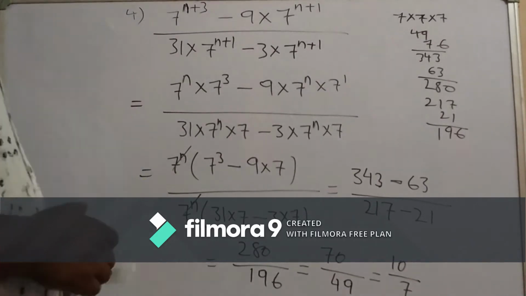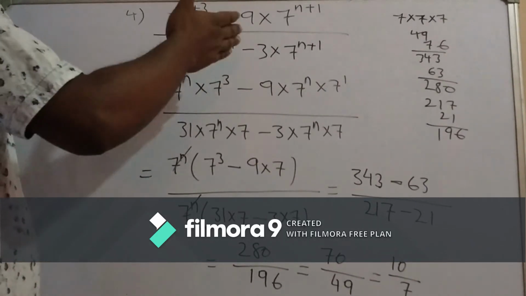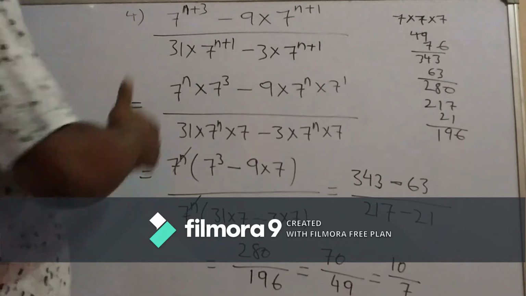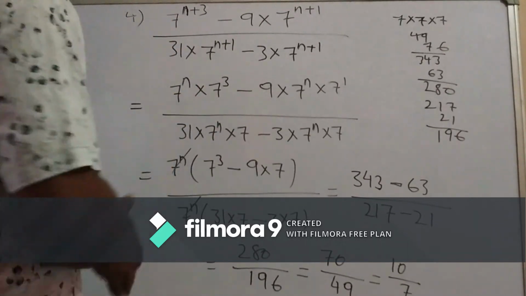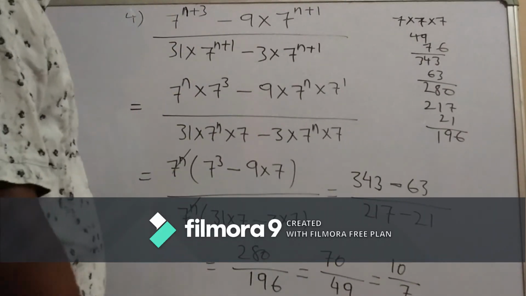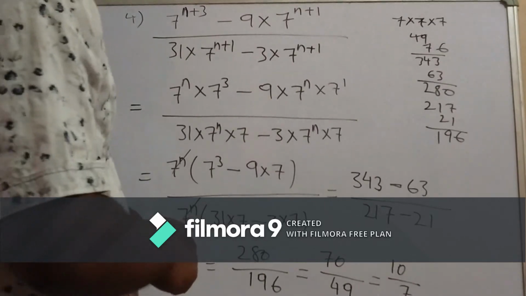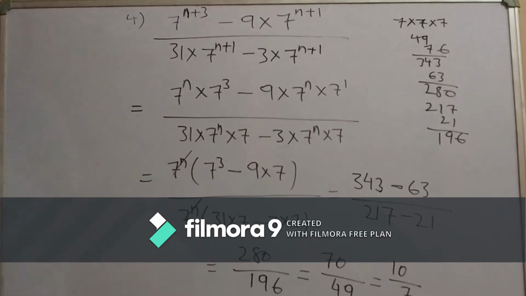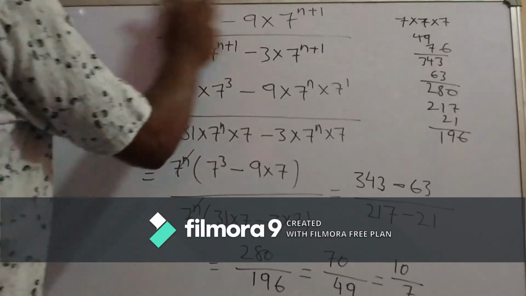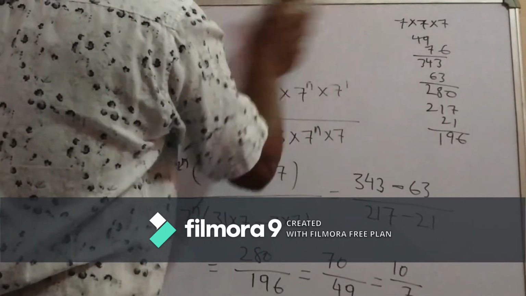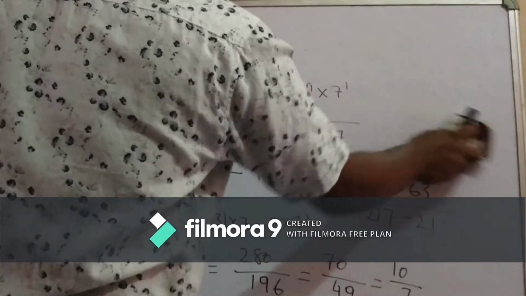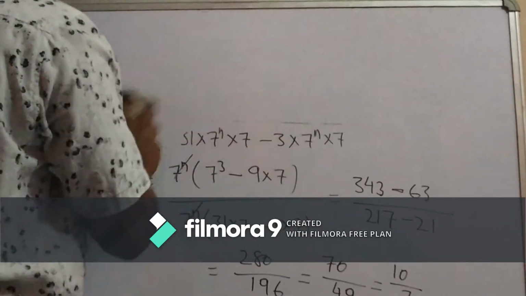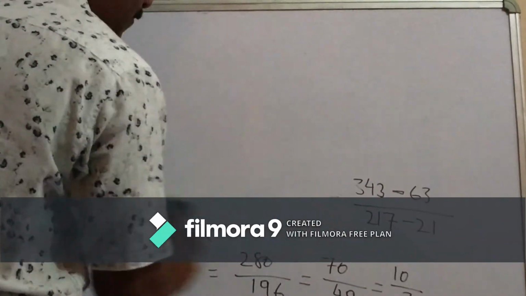So understood? If a variable is given, always try to bring the variable outside in the numerator and denominator so that it will cancel. So we will get the answer. This is one type of problem. Another type I am doing, question number 5. This type of problem, question number 4, is a little difficult. So another same type I am doing.